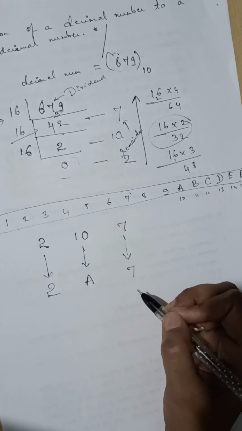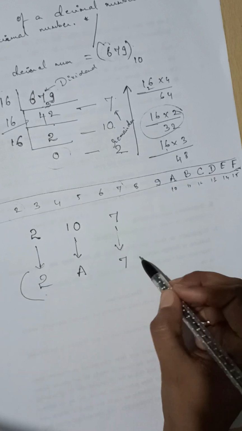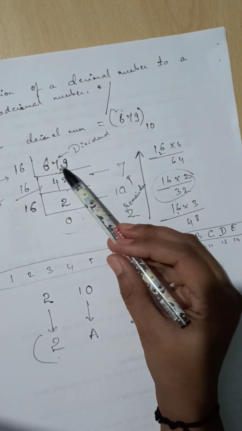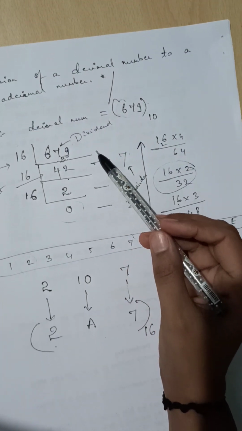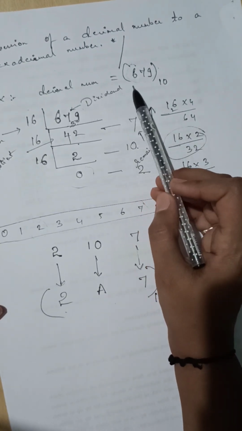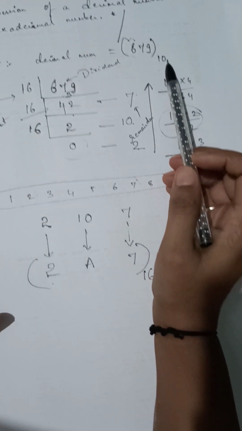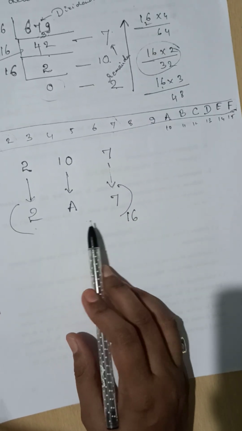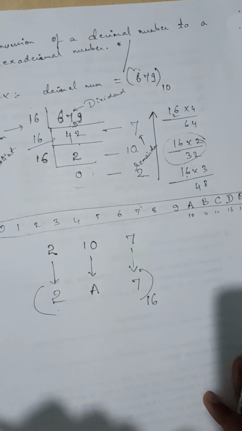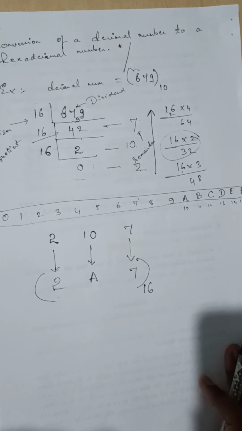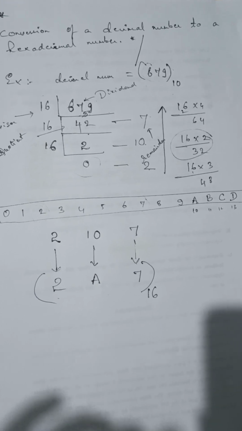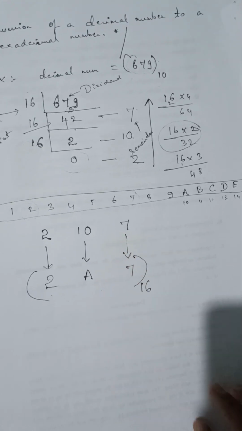So finally we get the answer 2A7 as the hexadecimal equivalent of the given decimal number 679. Hope you all understood the conversion process here. The given decimal number is 679 base 10, and after conversion we get 2A7 of base 16. So this is the conversion process. Now we shall see how to write a C++ program for this conversion process.